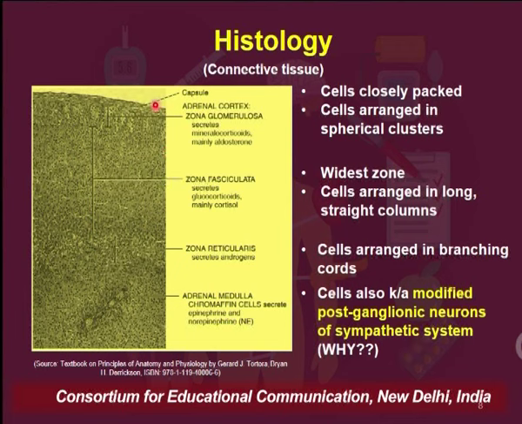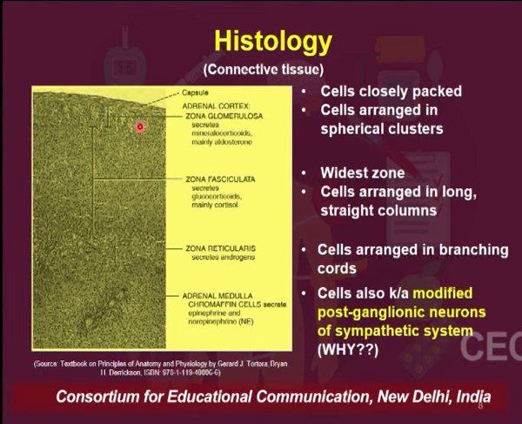So the capsule, as I have already told, is made up of the connective tissue. Then comes the zona glomerulosa. Now here the cells are very closely packed, and you can also see, zoom it a bit, and you can see that these cells are arranged in specific clusters. These cells are the ones which produce the mineralocorticoids, that is the aldosterone.